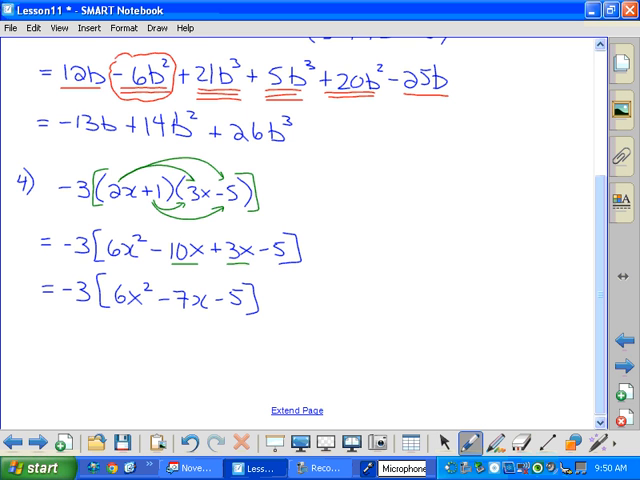Now I'm going to get rid of the square brackets because, again, remember the instruction simplify means to remove all brackets. So I multiply the negative 3 in, and I end up with negative 18x squared plus negative 3 times negative 7 is positive 21x, and then positive 15. So there is your upper end binomial expansion, and that's going to get you through the first part of the homework. And I'm going to stop the note here, and the next lesson will pick up in the next section.